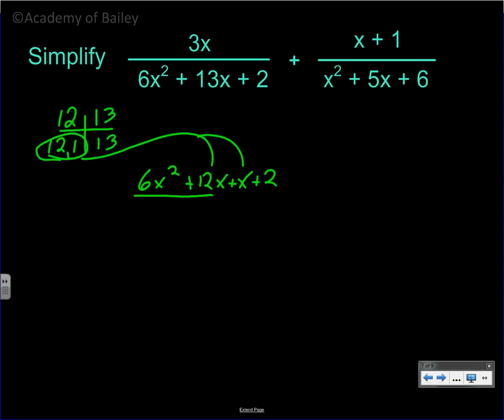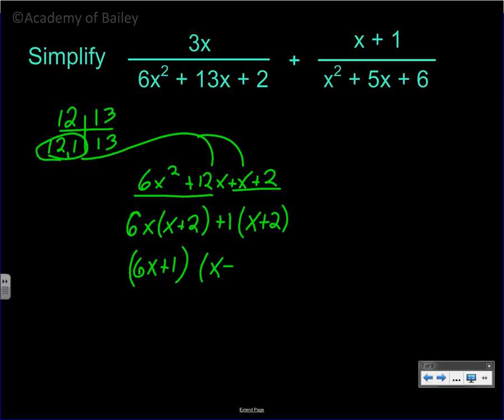What can you factor out of 6x squared and 12x? You can factor out a 6x, leaving you with x plus 2. What can you factor out of x and 2? You can't factor anything out of there, so I'm going to pull the 1 out there. x and 2. And make your two parentheses. 6x plus 1, x plus 2. And let me write that down below here, because I will be erasing that work in one moment.